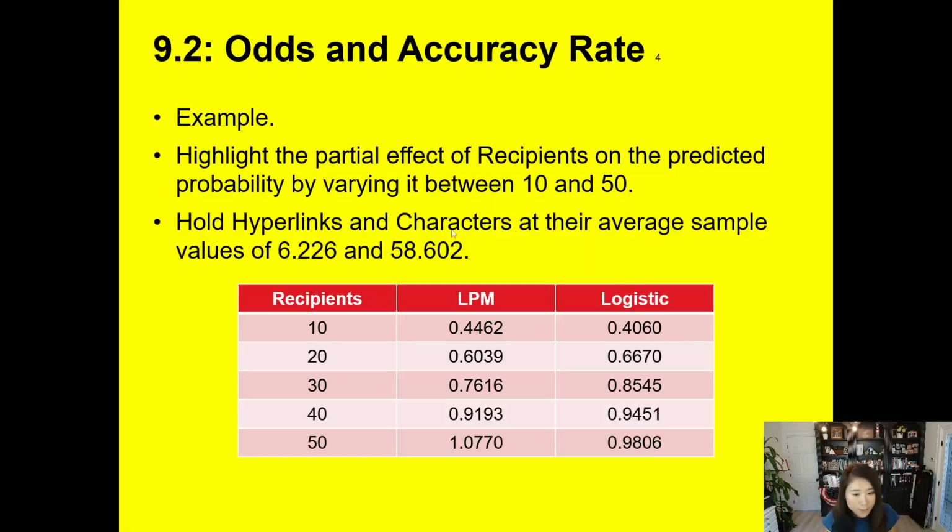Okay, so what we did is we held the number of hyperlinks and the characters constant, so we are using their average values. We plug them into the model, and then we vary the number of recipients from 10, 20, 30, 40 to 50. We vary them so that we are able to predict the probability. We predict the probability based on an LPM model, and we also predict the probability based on the logistic regression model. So those are the predictions.